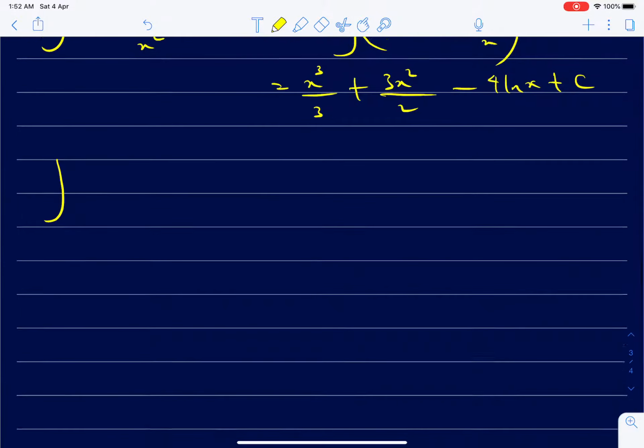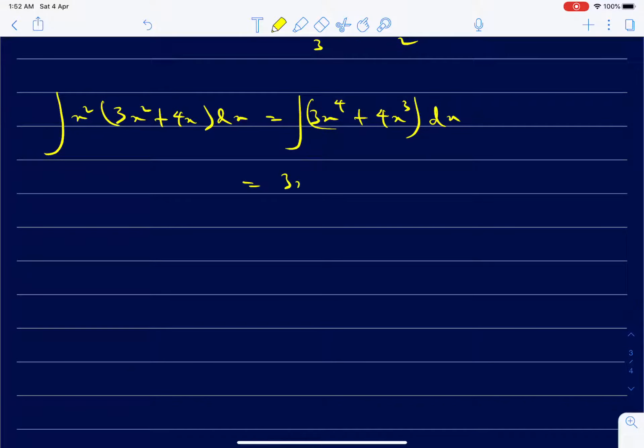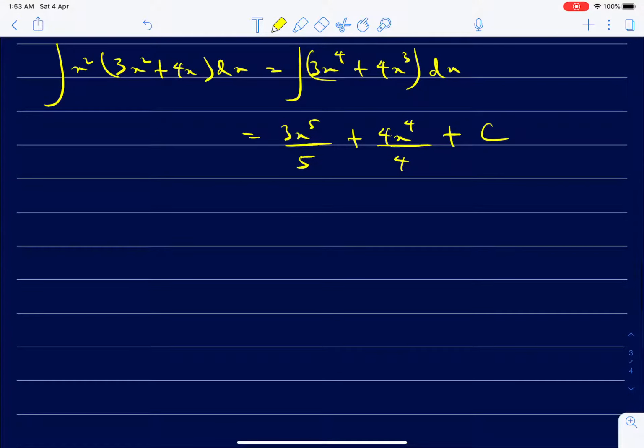Now we write on, the next is evaluate the integral of x squared into brackets 3x squared plus 4x with respect to x. This is the same as the integral of 3x raised to the power 4 plus 4x raised to the power 3 with respect to x, and that's equal to 3x raised to the power 5 over 5 plus 4x raised to the power 4 over 4 plus c, and that's equal to 3 over 5 x raised to the power 5 plus x raised to the power 4 plus c.